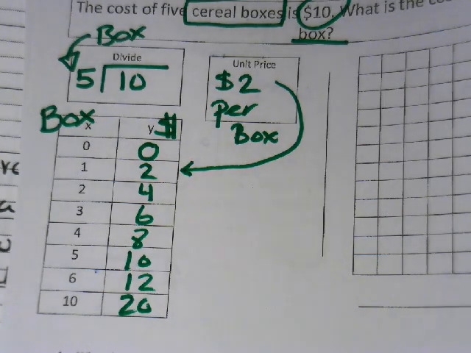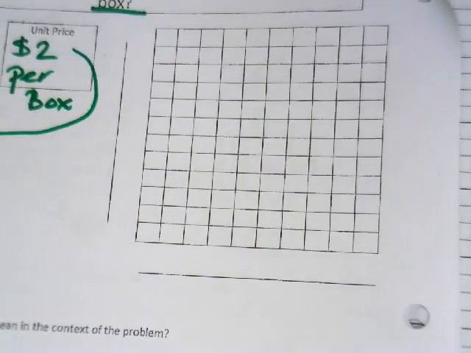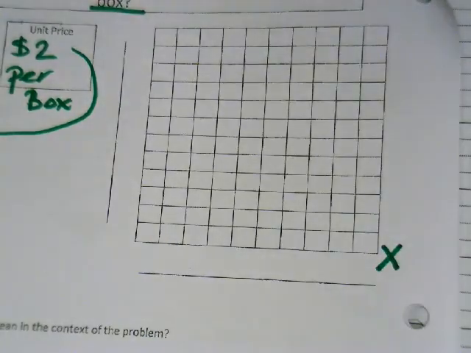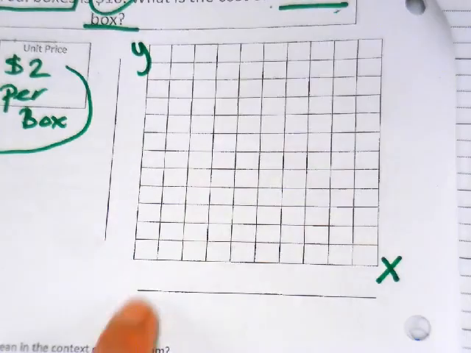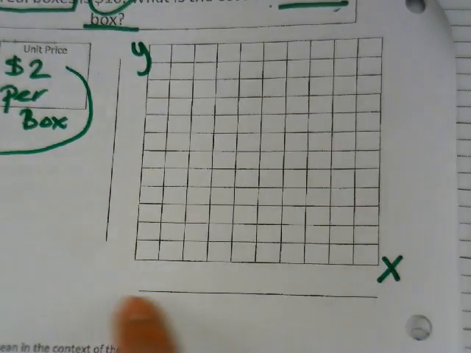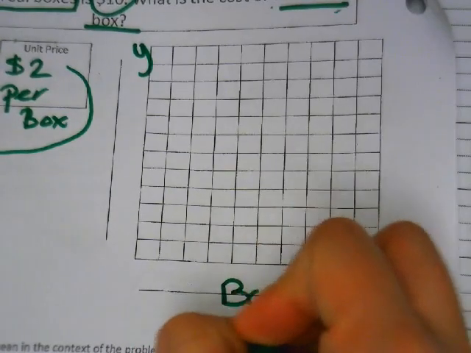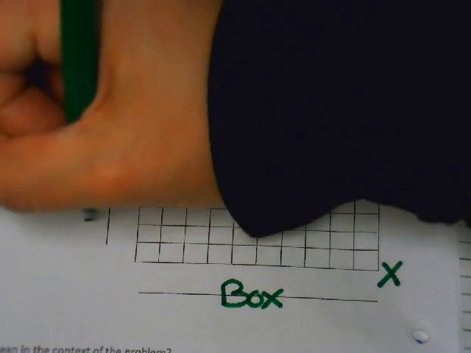All right. Now, what do you think I want you to put in that little line right there? Okay, what does this line mean in your graph, the one that goes this way? Is that your X or your Y? X. That's your X. And this one's your what? Your Y. Okay, so what do we label this? Not number-wise, but what does it represent? Boxes. And then what does this represent? Money.